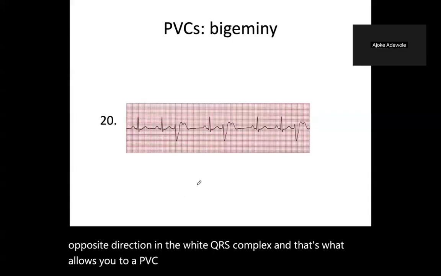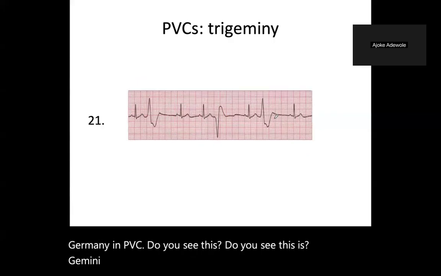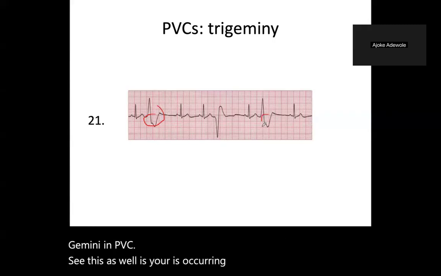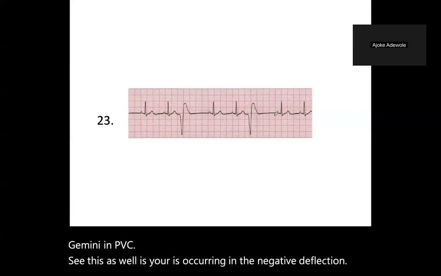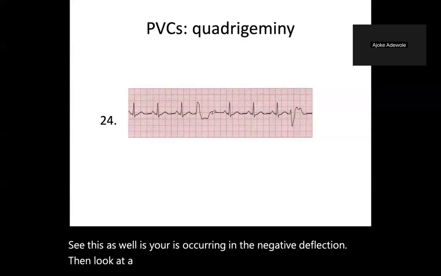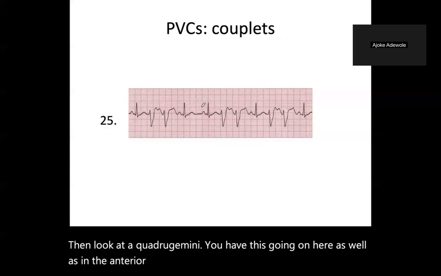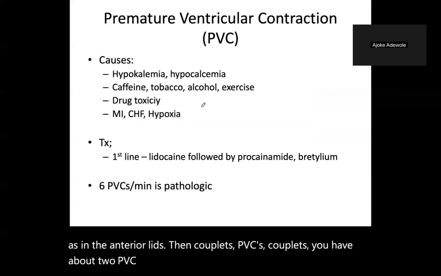Also, note how you can find a bigeminy in PVC. Do you see this? This is a bigeminy in PVC. See this as well, it's occurring in the negative deflection. Then look at a quadrigeminy. You have this going on here, as well as in the anterior leads. Then couplets, PVC couplets. You have about two PVCs going back to back, right?